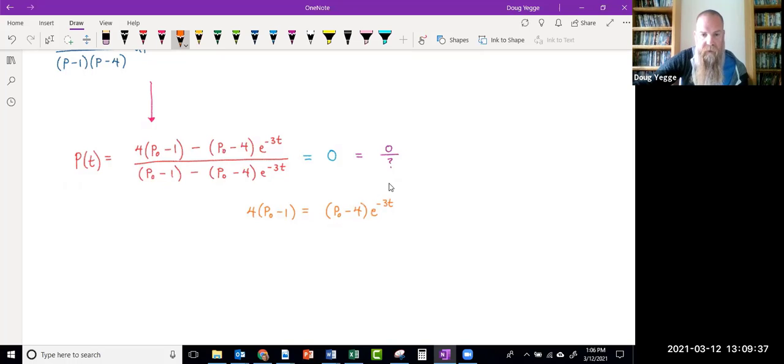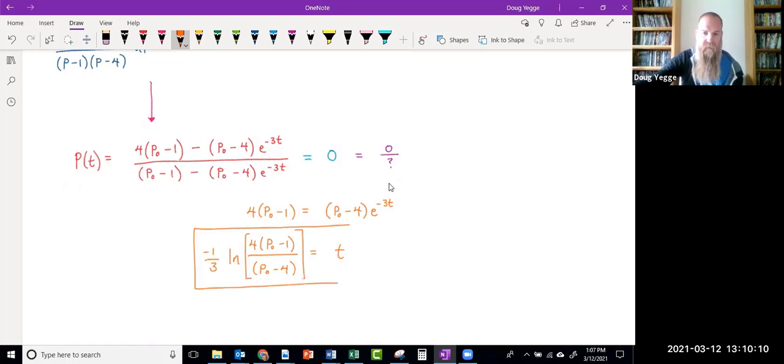Dividing both sides gives us 4 times p0 minus 1 over p0 minus 4 equals e to the negative 3t. So I can take the natural log of both sides, which gives me negative 3t. Dividing by negative 3 gives me negative 1/3 times that natural log is equal to t. Notice we don't have a variable on the left side, because if the population begins between 0 and 1, we can find the amount of time it's going to take to become extinct by just plugging that quantity in.